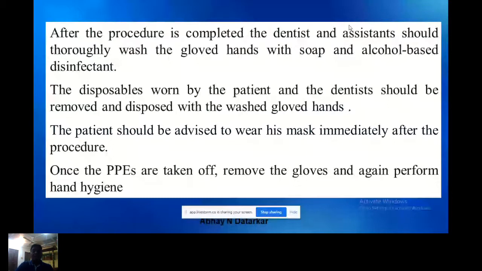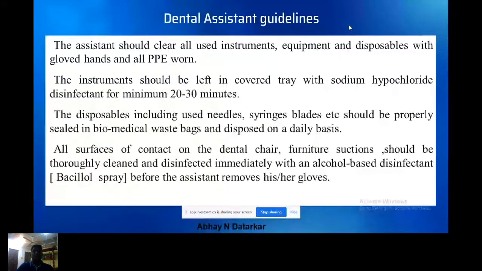Now, what are the guidelines for the dental assistant? The assistant should clear all the used equipment and disposables with gloved hands and full PPE. The instruments should be left in a covered tray with sodium hypochlorite. Prepare the boxes, add sodium hypochlorite, dilute it to 1%, and immerse those instruments for 20 to 30 minutes. The disposables, including the needles, syringes and blades, should be properly disposed of as per the biomedical waste protocols, which everybody knows. I will mention this in the subsequent slide.